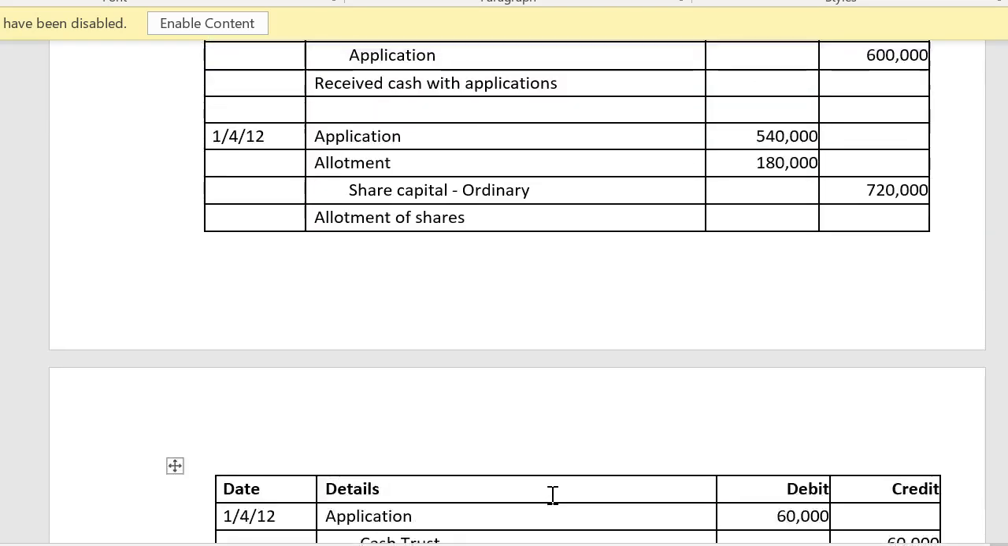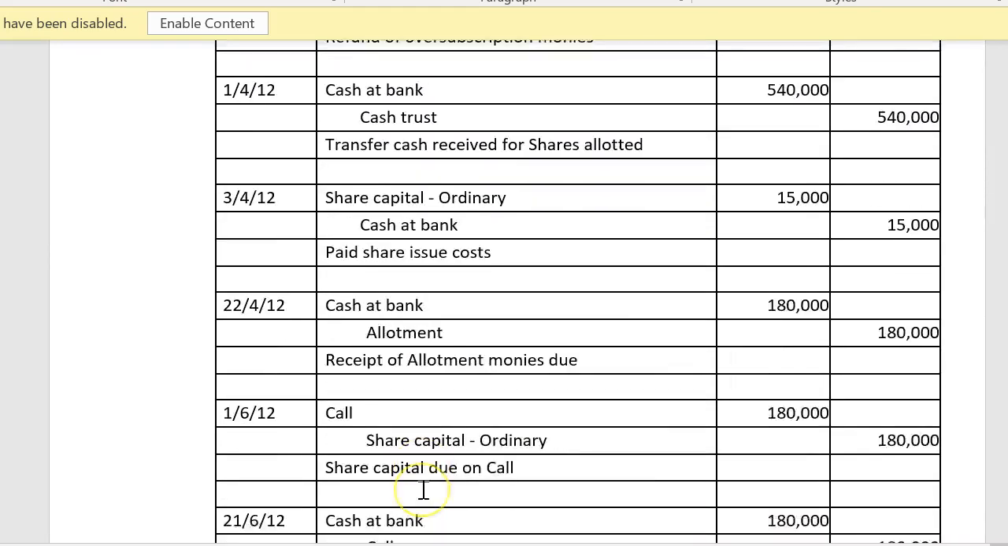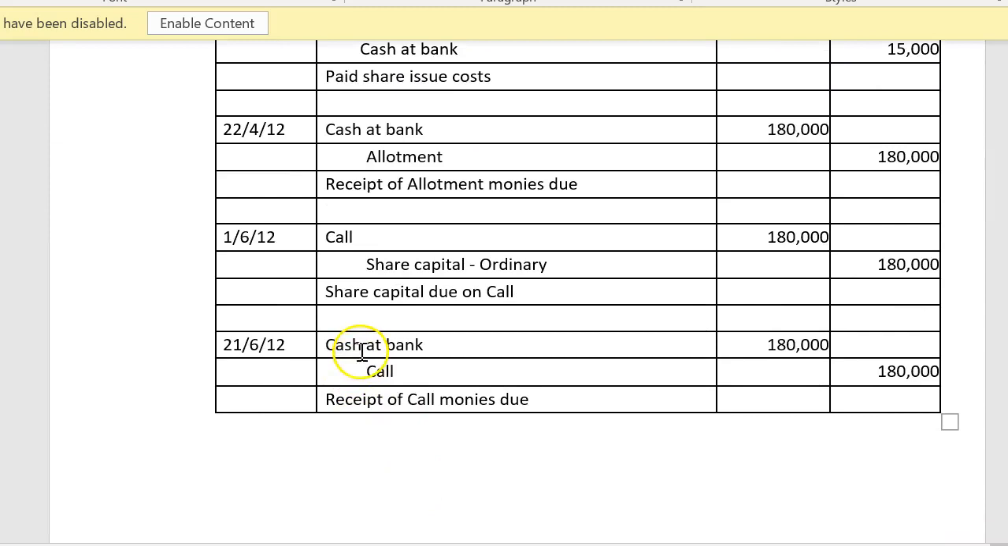Okay, and then they receive all of the call monies by the due date of 21st of June 2012. So what you do is you debit cash at bank, credit call $180,000.